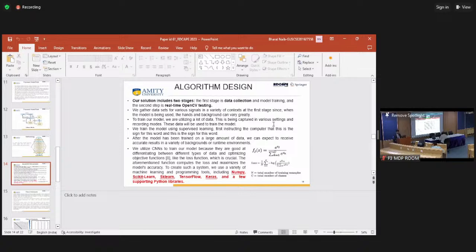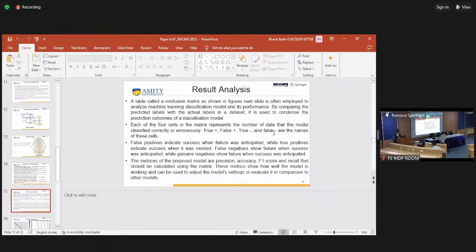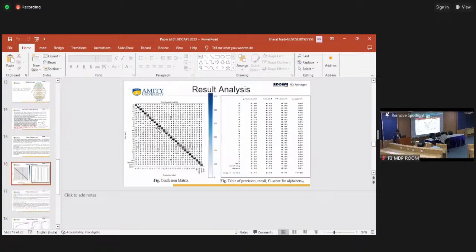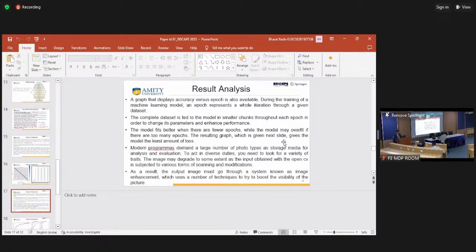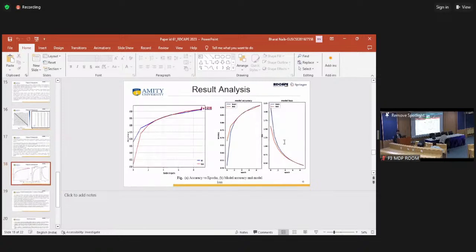We have used programming tools like NumPy, Keras, and some Python libraries. For result analysis, we have used a table called the confusion matrix, which will be shown in the next slide. This is the confusion matrix, and this is the table of precision. Then these are some points regarding our result analysis. First graph, figure A, shows accuracy versus epochs, and second, B, shows model accuracy and model loss.